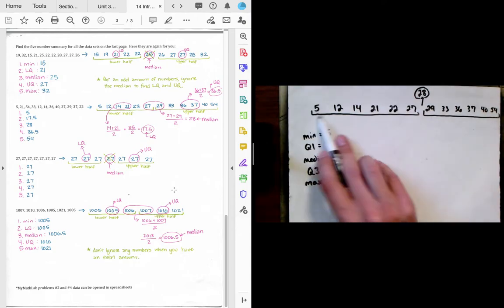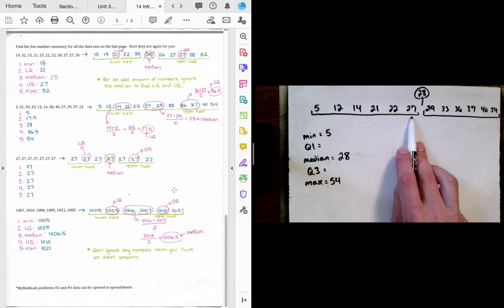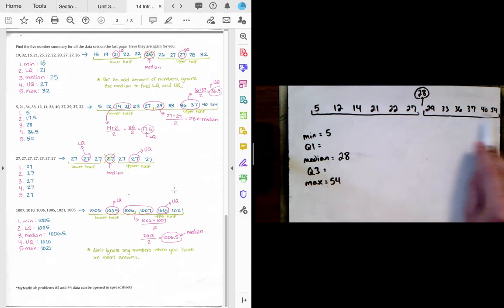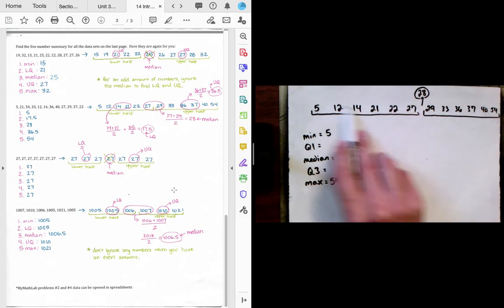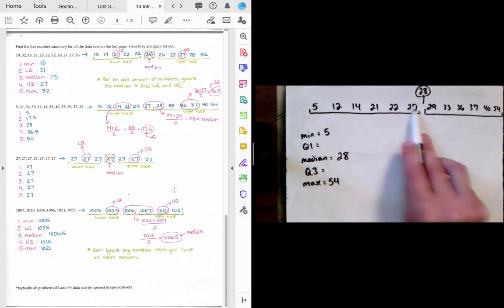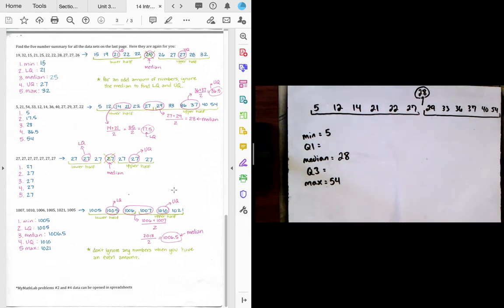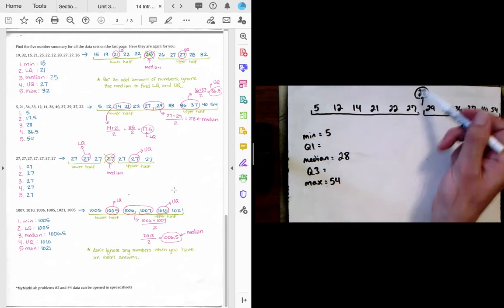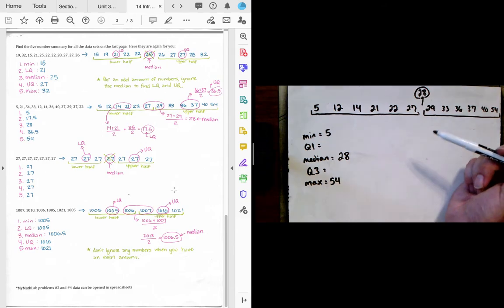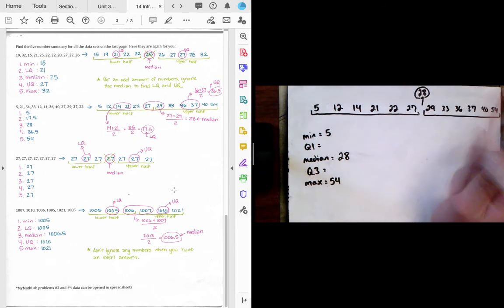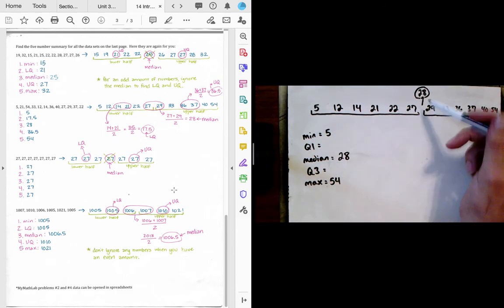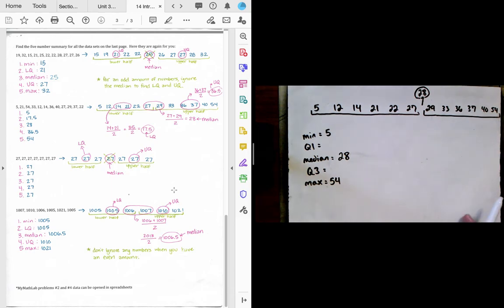Notice that in this first half, I have 6 observations, and in the second half, I have 6 observations. Because the set is not odd, there's no unique middle here. There's no number that I'm going to be able to choose and just look at. Also notice I did not include the median when I'm calculating these quartiles. So once you find the median, don't include it in your first half, don't include it in your second half.